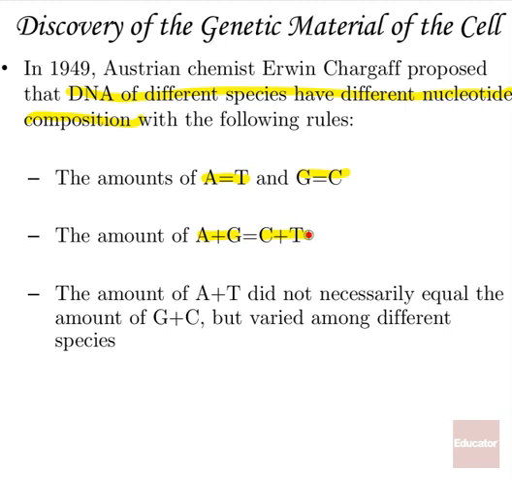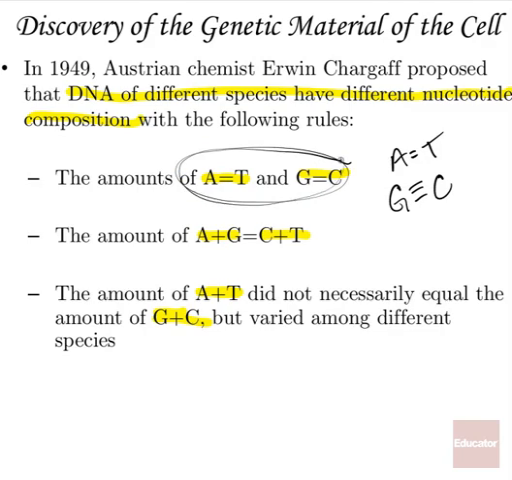And importantly, the A plus T ratio does not have to equal G plus C, but can be varying between different species. Now, this is important, and this is something that we know nowadays. We know that A base pairs with T and G base pairs with C. So therefore, this makes a lot of sense. At the time, nobody knew this.